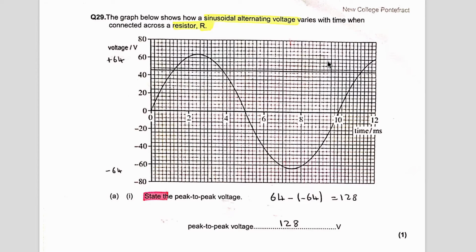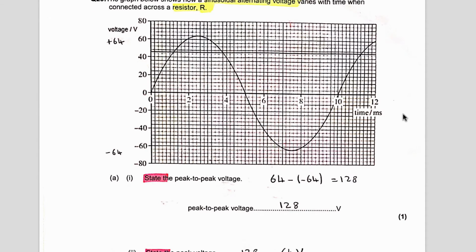Okay, so this is question number 29 of the Magnetic Fields homework booklet. In question 29, we start off with a graph, and it shows how a sinusoidal alternating voltage varies with time when it's connected across a certain resistor. We can see that it goes positive and negative again, so we've got an alternating current.